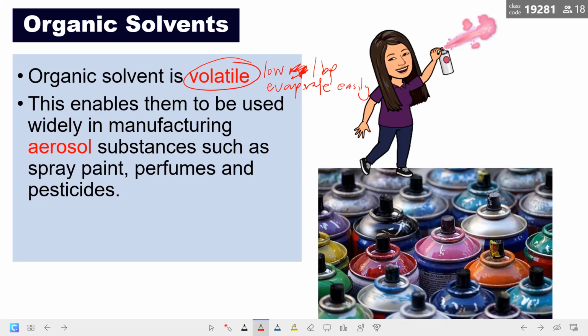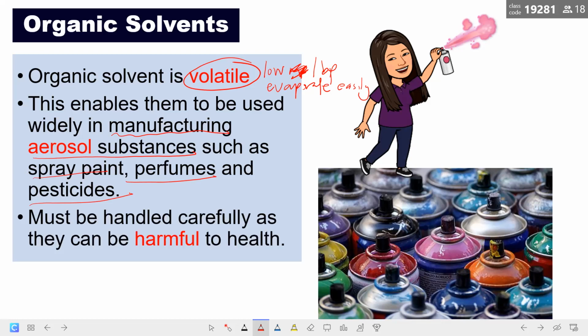Because of this property, they are widely used in manufacturing aerosol substances, such as spray paint, perfumes, and pesticide. Because they are so volatile, I can use them as aerosol substances. That's why you always see them in this form, as aerosols. We must always handle them very carefully because if not, it's harmful to us.